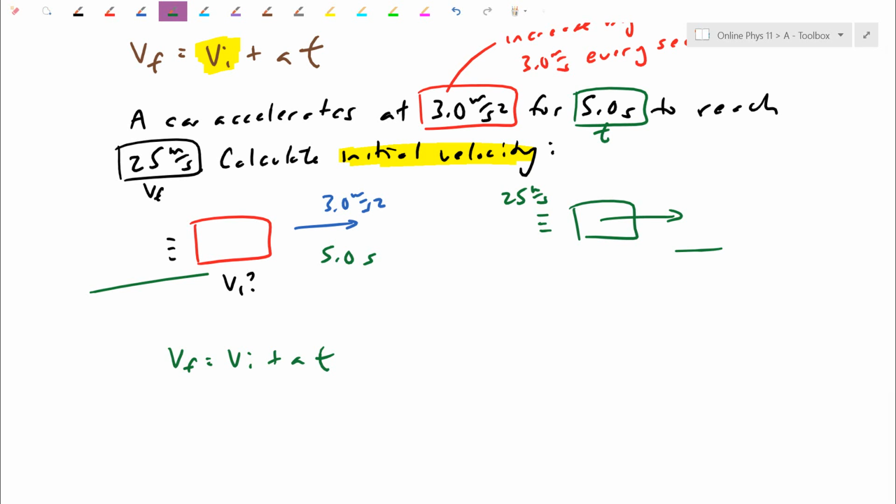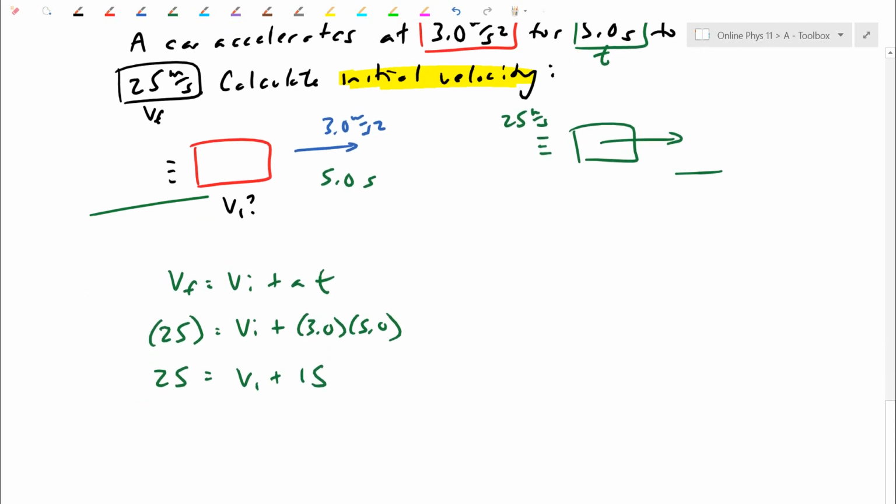In this case here, my VF, I'm going to punch in 25. I'm going to eventually hit a speed of 25. My starting speed here, I don't know. That's going to be a VI plus an acceleration here of 3 meters per second squared times 5 seconds. I'm going to just operate on these numbers here. 25 is equal to VI plus 3 times 5, which is equal to 15. I can just subtract that 15 over, and therefore the VI actually has to be 10 meters per second.